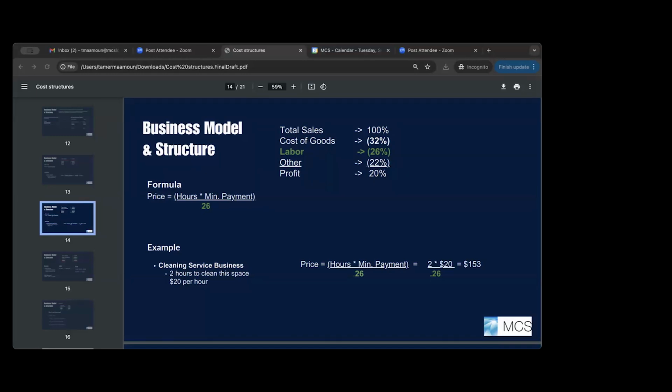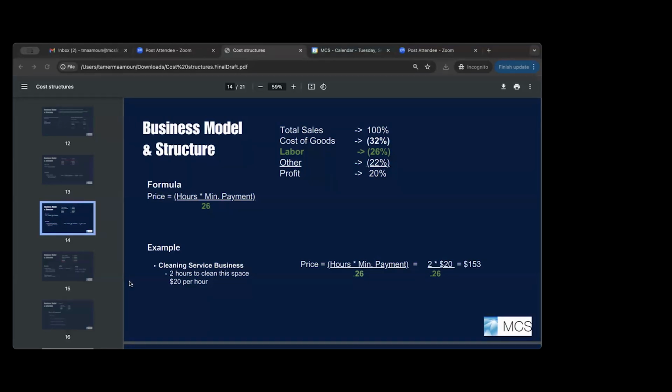So this example right here is a cleaning service business. They calculated that a small hall is going to take 2 hours to clean, and they're going to have someone help them, paying them $20 an hour. So now it's 20 times 2, which is 40, divided by 0.26. That gives you a price of 153, right?